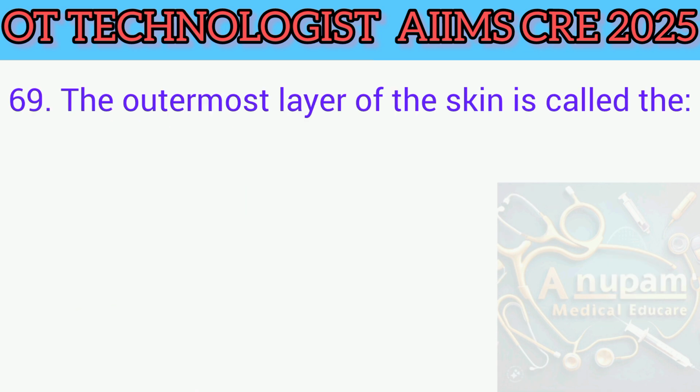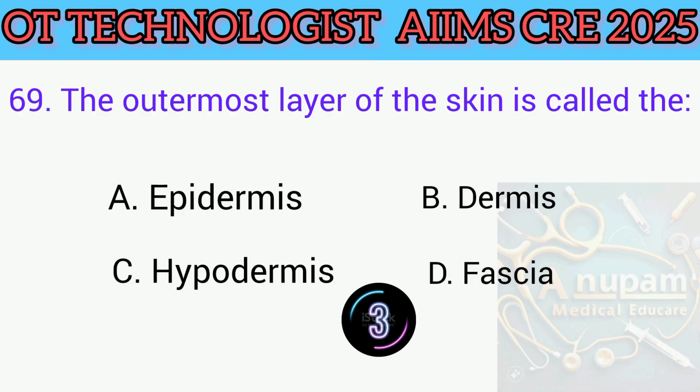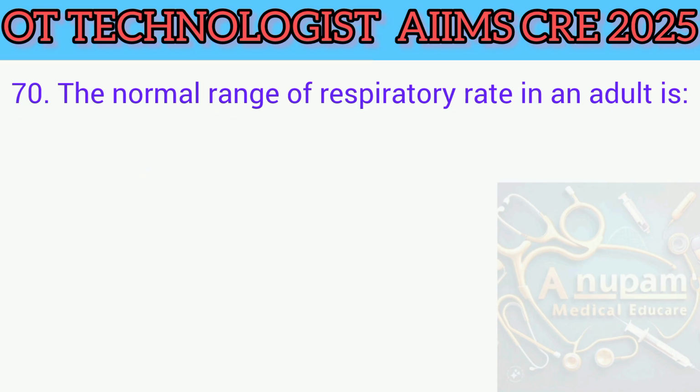Number 69. The outermost layer of the skin is called the. Option A. Epidermis. B. Dermis. C. Hypodermis. D. Fascia. Right option, A.